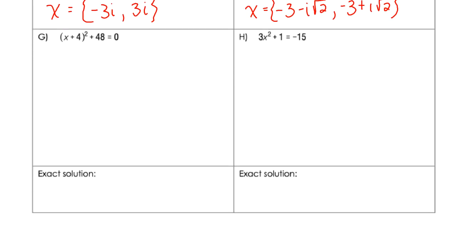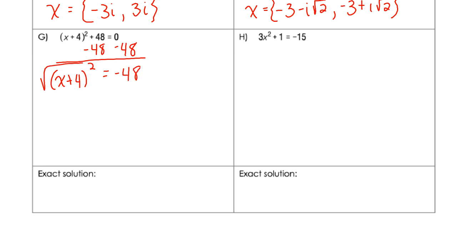Okay, let's look at 2 more that might have some complex solutions here. So it starts the same. We're going to isolate the quantity squared. So we get x plus 4 squared equals -48. Now I have to square root that. So x plus 4 is what's left on the left side.